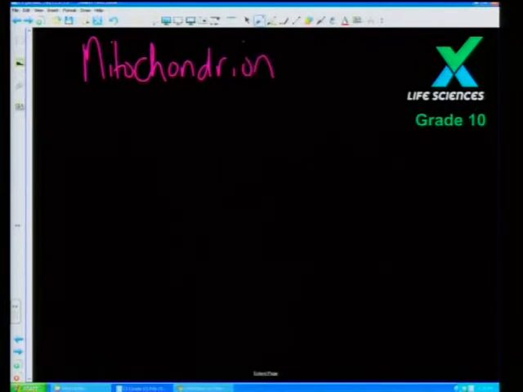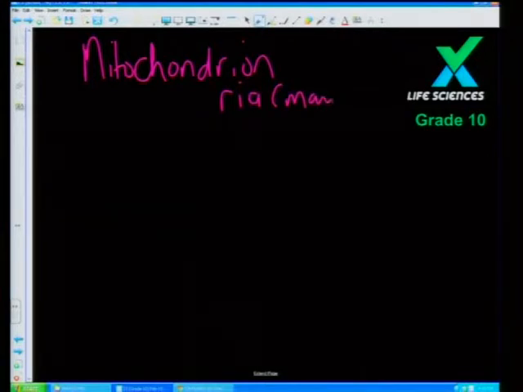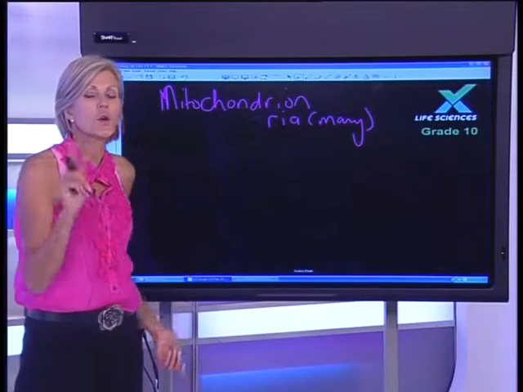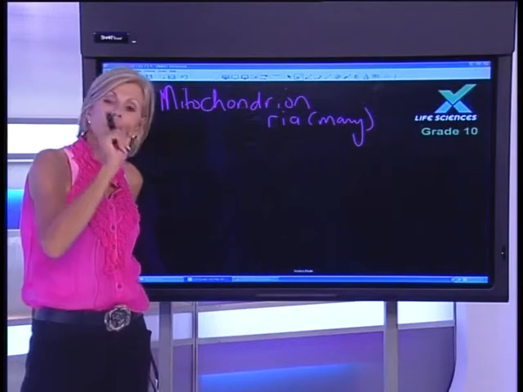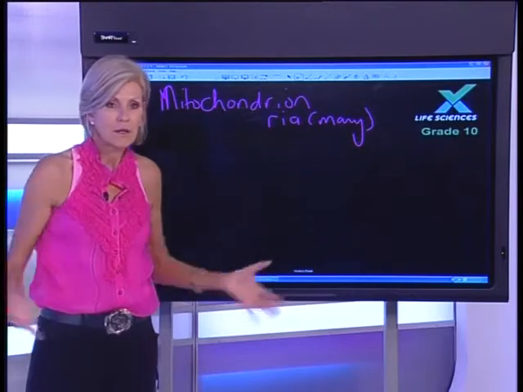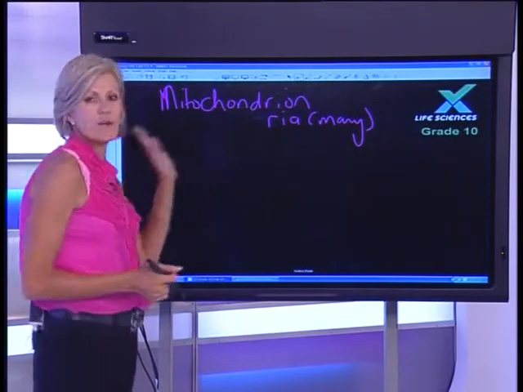Mitochondrion is 1, and if it's chondria, then it's many. So just be careful, because you could have a teacher that's quite pernickety, and if you talk about the mitochondria and there are 20 of them, she's going to say, no, no, mitochondrion is 1, mitochondria many. Right, now, what is the mitochondria's job?